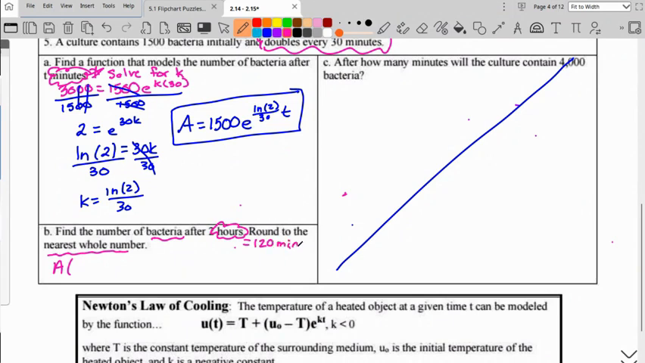Be careful about your units. Always flag them whenever you find them and make sure that they align. So we want the amount at time 120, which is just going to be 1,500 times e to the natural log of 2 over 30 times 120. I don't really need you to actually put that in your calculator to practice, but you sure can. I'll let you put it in there real quickly just for the practice.